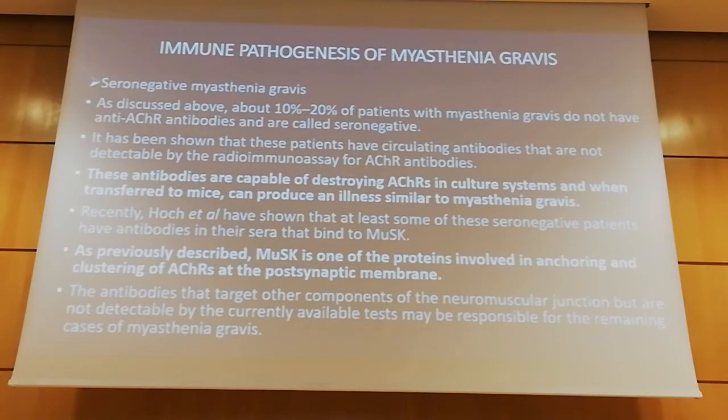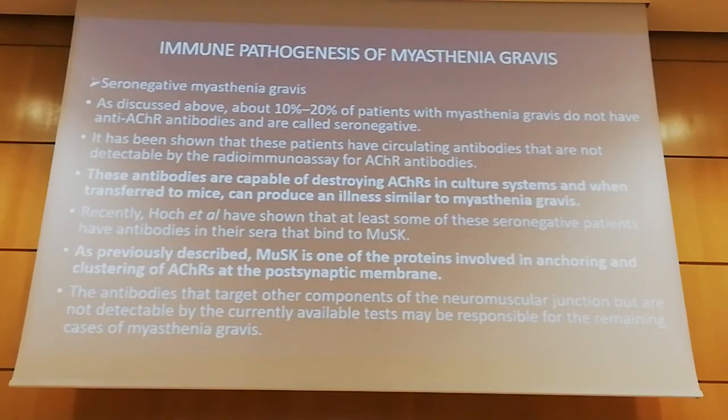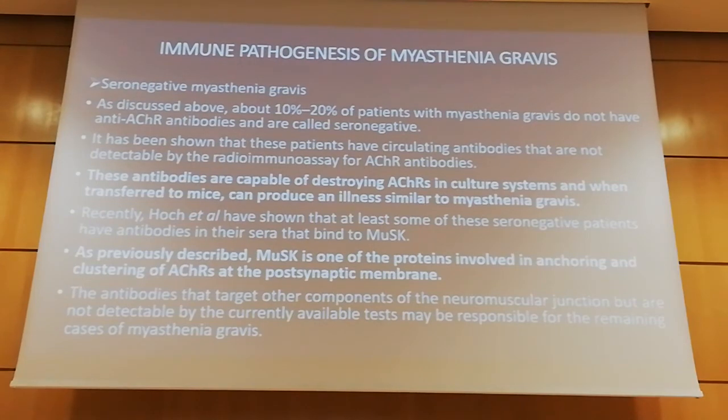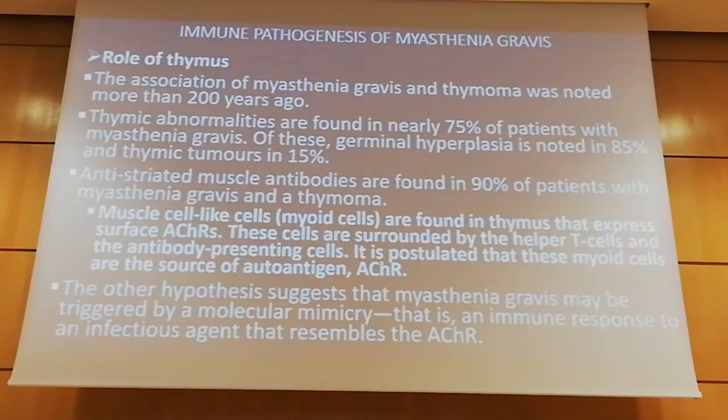anti-ACHR. So if it's not anti-ACHR, then you may look for anti-MuSK before you say that there are no autoantibodies that could be the culprit of the disease. Even after you do the anti-MuSK and find it negative, there are also antibodies unknown to us as we speak that may be the responsible autoantibodies for this disease.